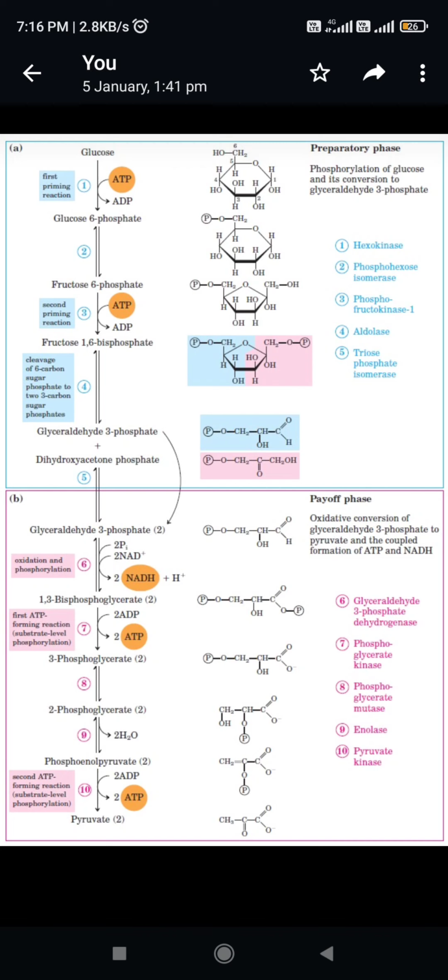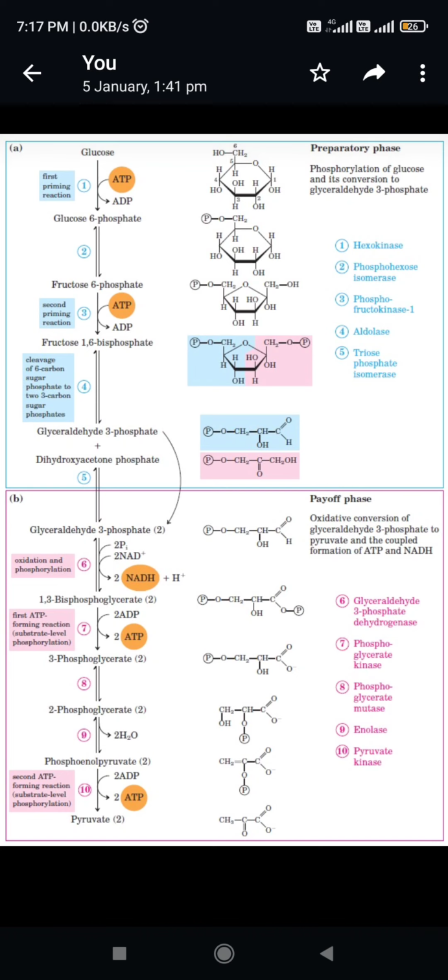The eighth step is conversion of 3-phosphoglycerate to 2-phosphoglycerate in the presence of the enzyme phosphoglycerate mutase. The ninth step is 2-phosphoglycerate converted to phosphoenolpyruvate in the presence of the enzyme enolase.